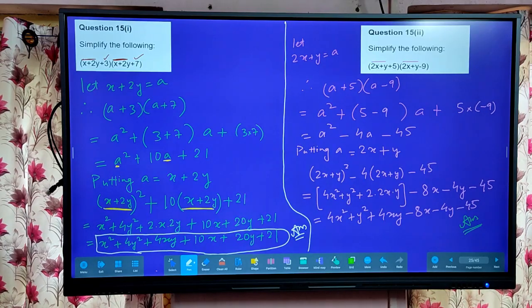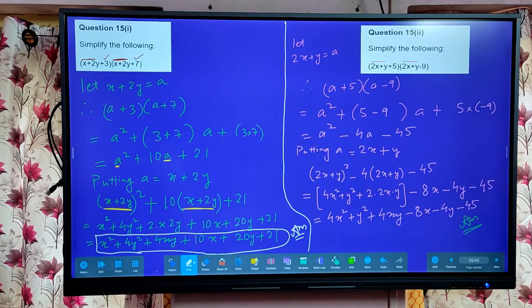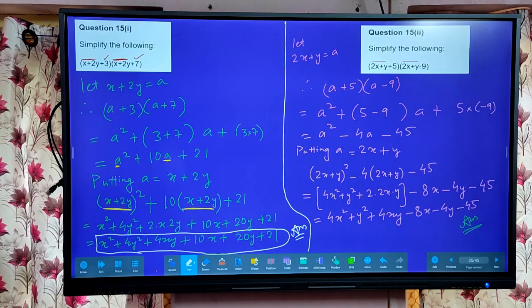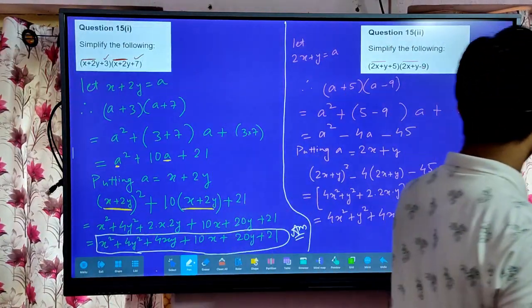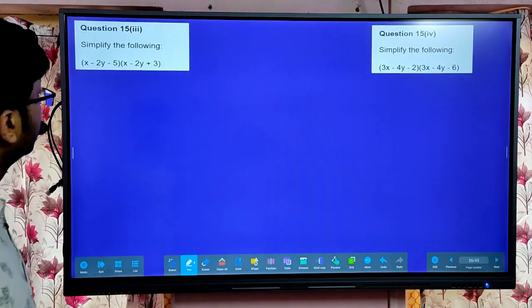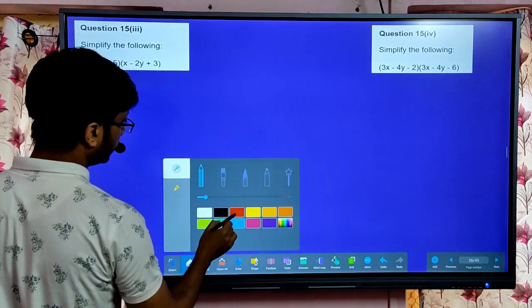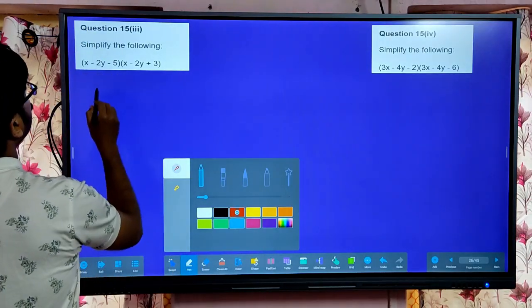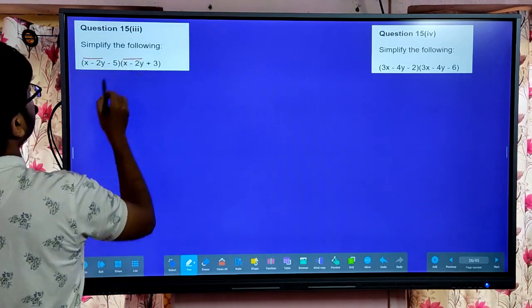Then it will be number 16 part 2. So 15 part 3. Let's see 15 part 3. Okay, this question also we are going to take x minus 2y as a similar question. You can do this x minus 2y.